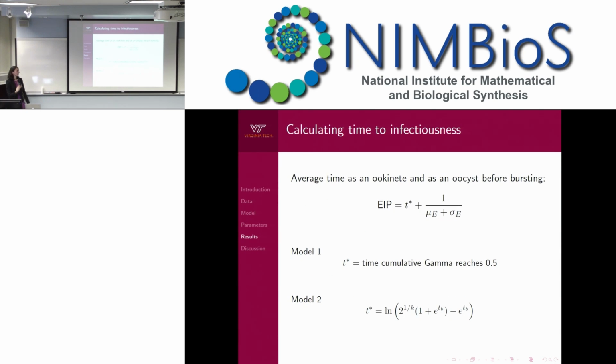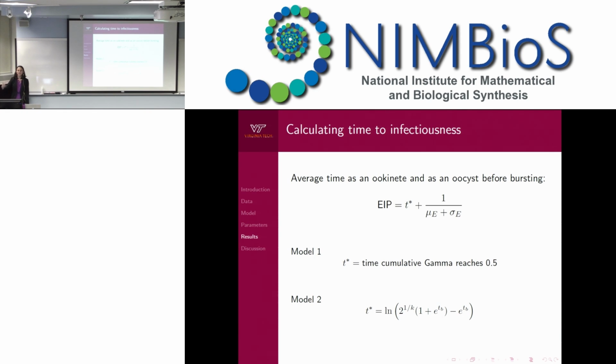So all of that's to talk about the model and the parameterization, but what does it mean for the extrinsic incubation period, or calculating that time to infectiousness? We're going to calculate from our model this time to infectiousness as our T star value, and I'll go over what that means under the two models, plus 1 over the time at which you are in ookinete. So we are missing that about 3 hours at the beginning when you go from gametocyte to zygote to ookinete.